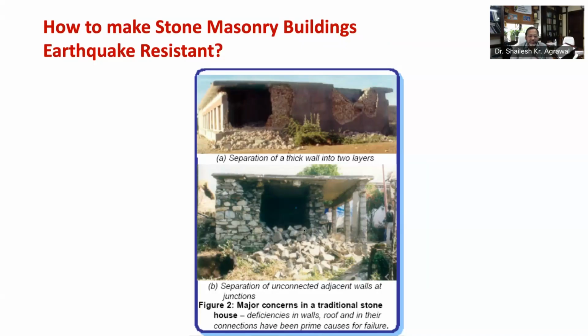As you can see in this figure, the main patterns of earthquake damage include bulging or separation of walls in the horizontal direction into two distinct wythes, separation of wall corners and T-junctions as shown in this figure 2b, separation of poorly constructed roof from walls, and eventually collapse of the whole dwelling.